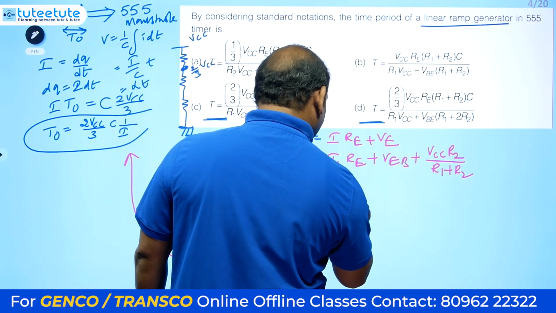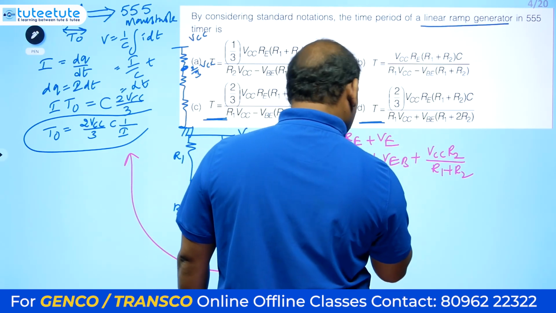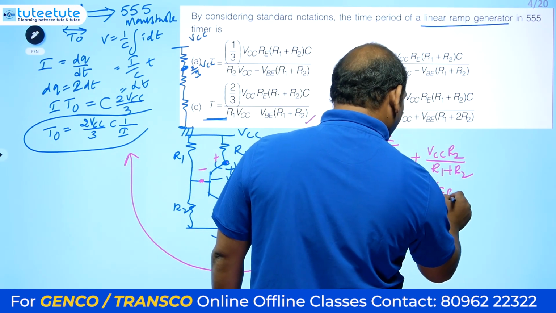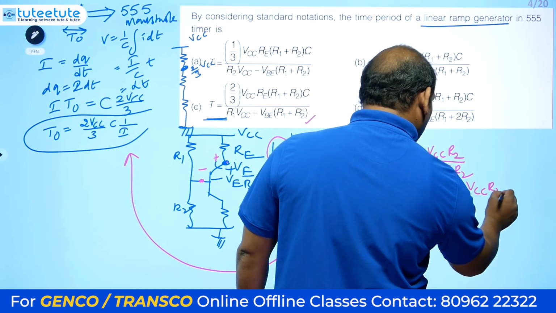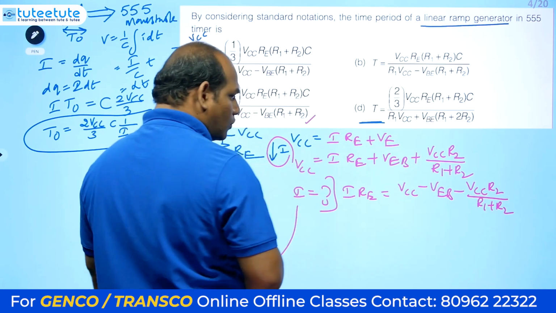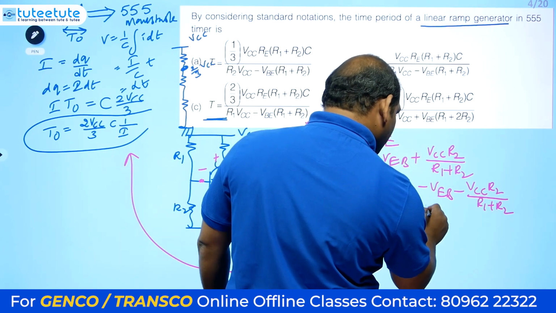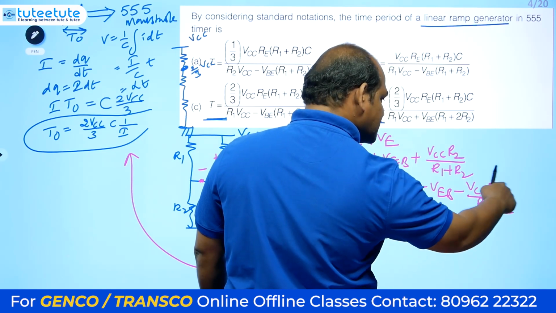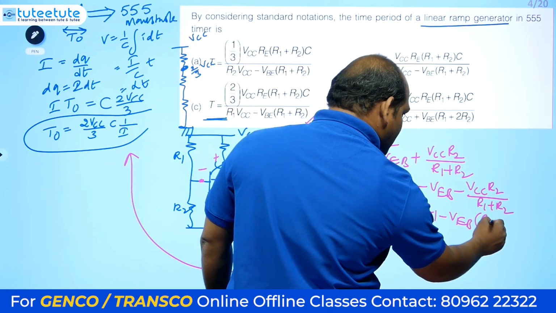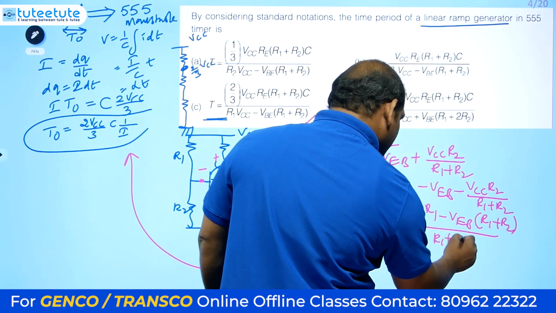Here, what is I RE we will get, first I am writing this one. So it is equal to, send all these terms this side. So VCC minus VEB minus VCC into R2 by R1 plus R2. This is what we are going to do. So if you multiply with this one, VCC into R1, VCC into R2, here minus VCC into R2 is there, both will be cancelled. So VEB into R1 plus R2 by R1 plus R2.